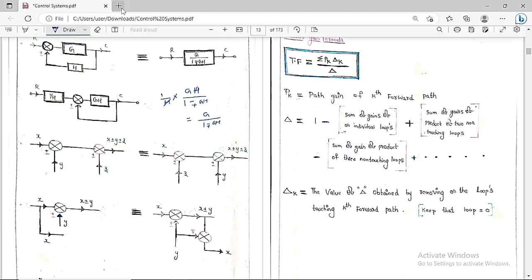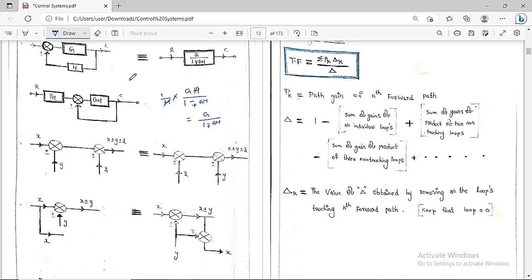This is the equal way of representing it. So always remember, which is G by 1 minus plus GH. Here plus means minus, and minus means plus. Both are vice versa. These things you always have to keep in your mind.